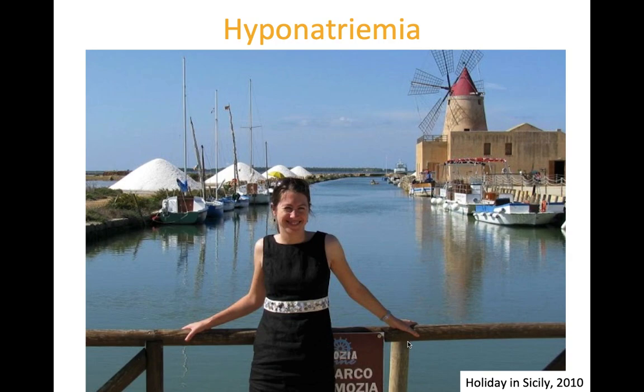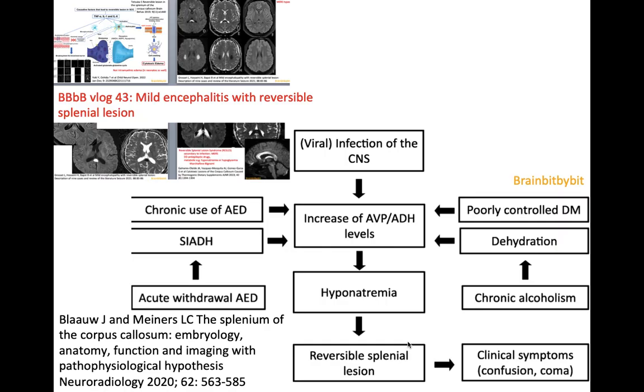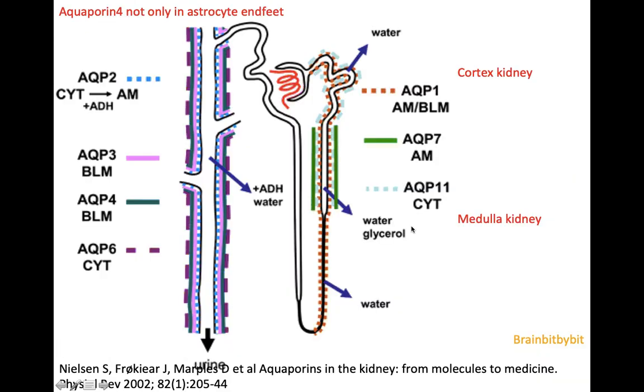Hyponatremia is a clinical and laboratory diagnosis, not a radiological one. As discussed in the previous vlog, hyponatremia plays a role in the pathogenesis of MERS, caused by increased levels of vasopressin or antidiuretic hormone.